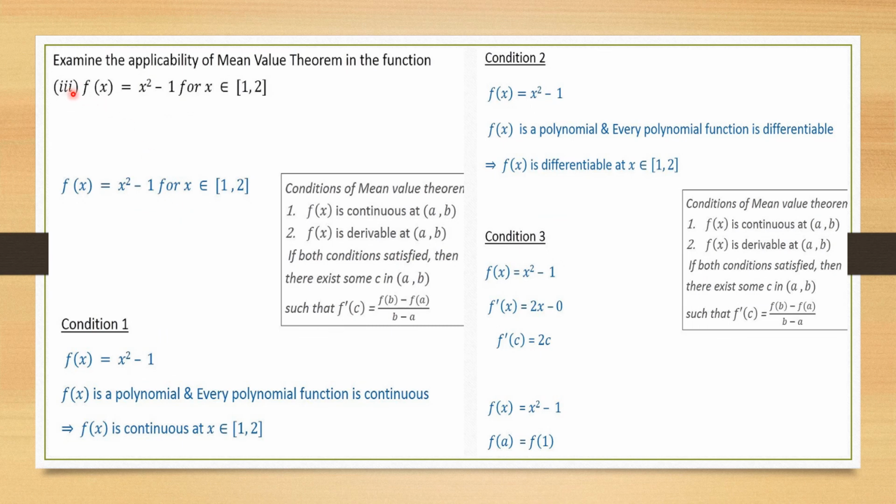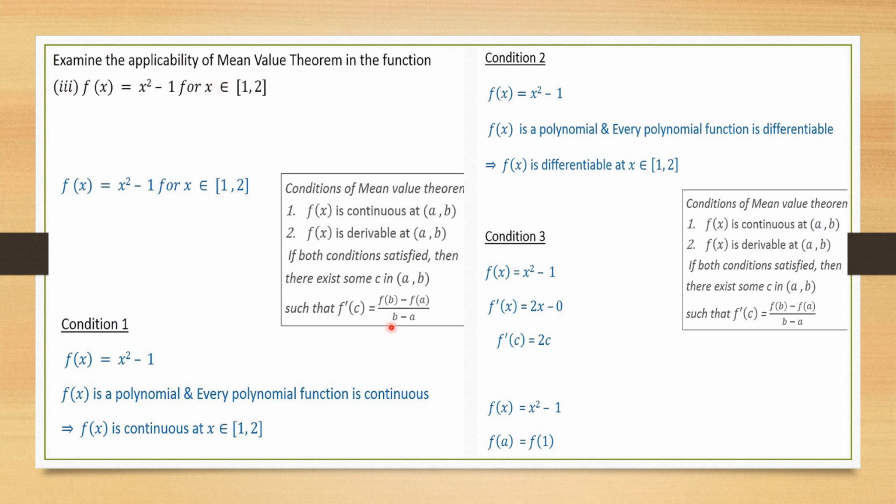Now the third part was discussed, and it was not satisfying all the conditions of Rolle's theorem. So let us see whether the mean value theorem is applicable or not. The first two conditions are satisfied, as f(x) being a polynomial is continuous everywhere, so it is continuous in the closed interval [1, 2] also. Second condition: it is differentiable also, as the derivative is 2x, which exists in the open interval (1, 2). And f'(c) is 2c.